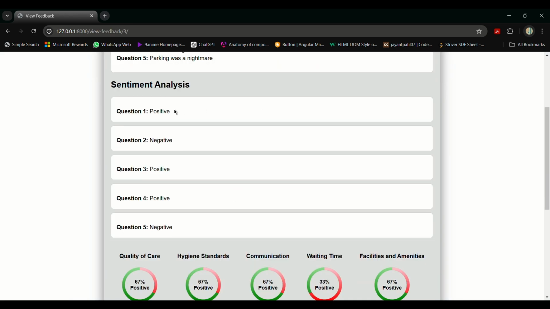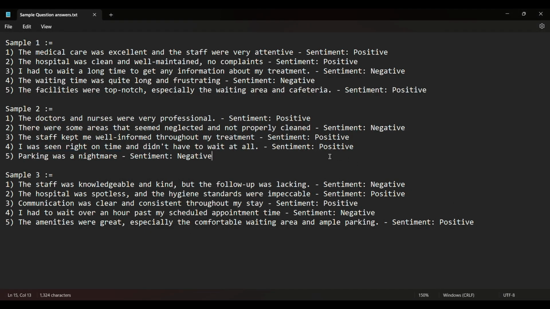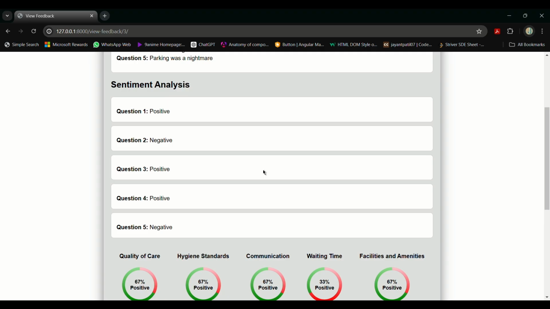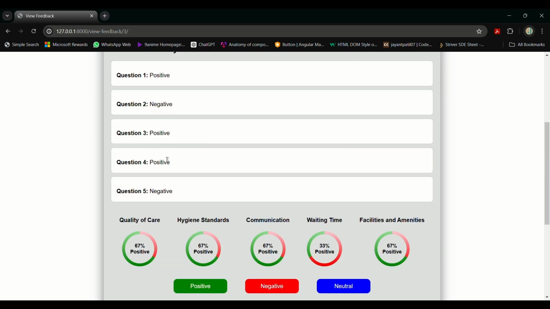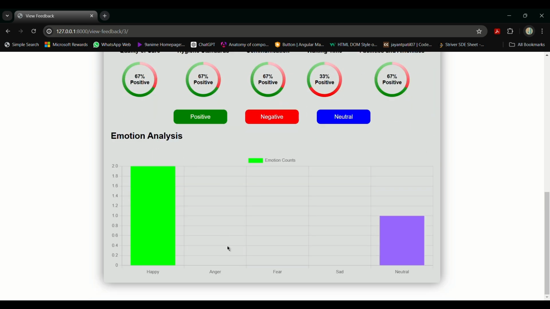Now the model has predicted positive, negative, positive, positive, and negative. And in the correct predictions, it is also the same: positive, negative, positive, positive, and negative. The sample number 3 is already present in the database. Here you can see the values have changed. First it was 50% for the positive, now it has changed to 67% since we have provided a positive review for the first question. Here the overall emotional analysis has also changed. A neutral review is added.